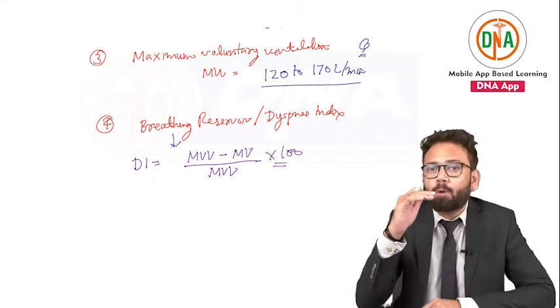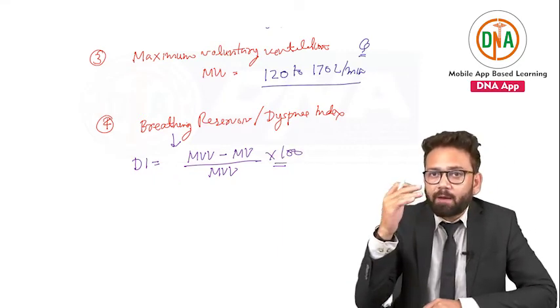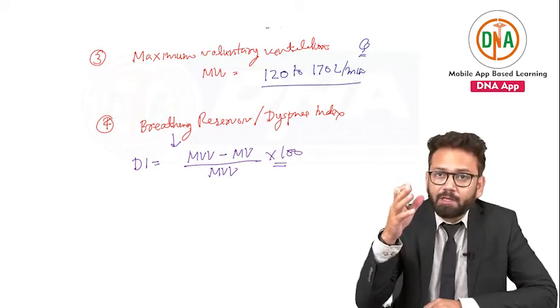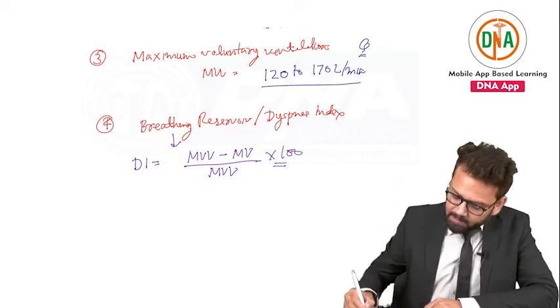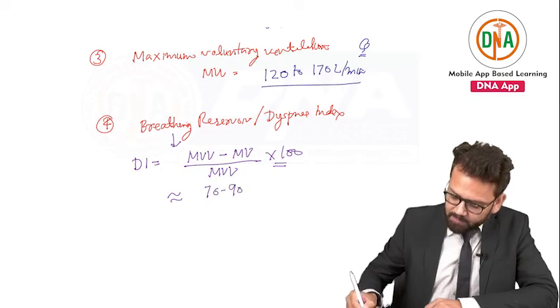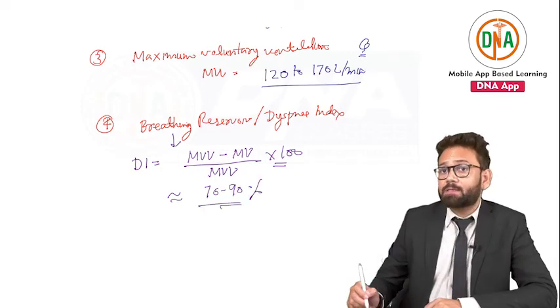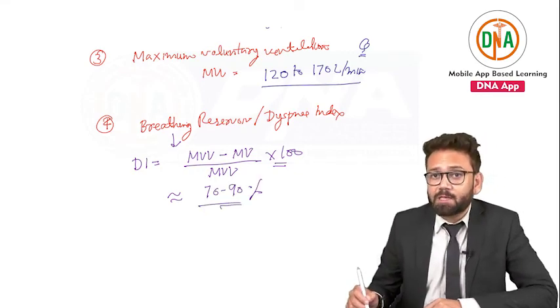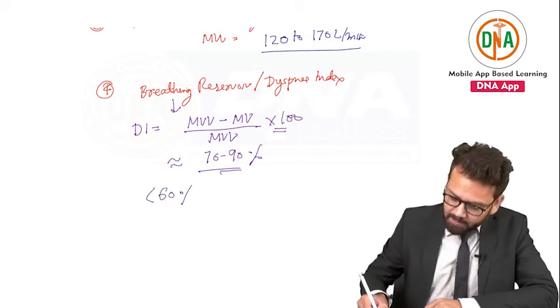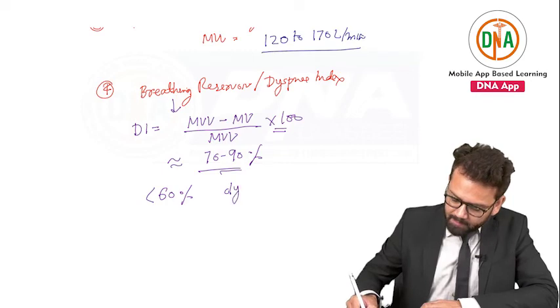It is the maximum amount of air which you can inspire and expire above pulmonary ventilation, called breathing reservoir or dyspnea index. Normally it is 70 to 90%. Normally this much reservoir is left. That is why dyspnea is not occurring. But if it becomes less than 60%, then dyspnea can occur.